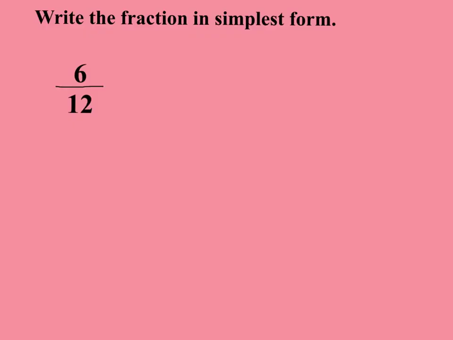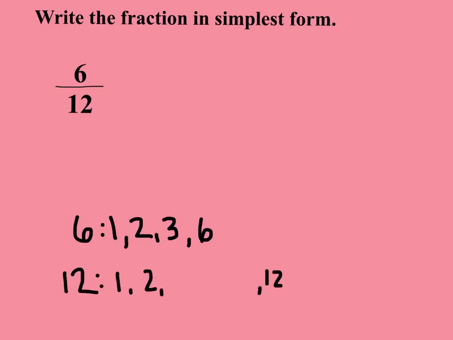Okay, so let's write this fraction in simplest form. Remember the trick. You have to divide the numerator and the denominator by the greatest common factors. So if you want to pause this video right now and try it before I show you, go ahead and do that to see if you can do it all by yourself. Okay, so what you should have done was you should have listed your factors of 6. My factors of 6 are 1 and 6, 2 and 3. And my factors of 12 are 1 times 12, 2 times 6, 3 times 4.